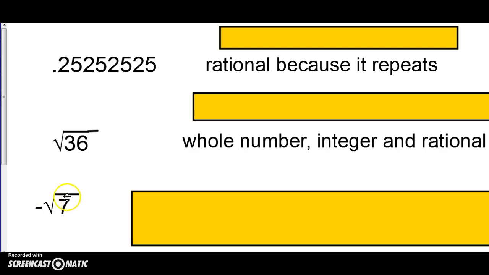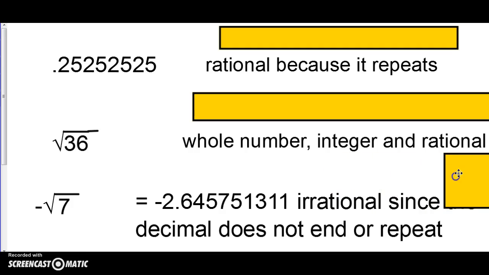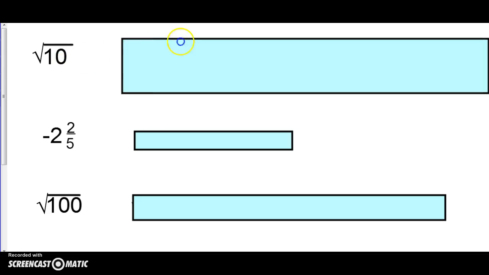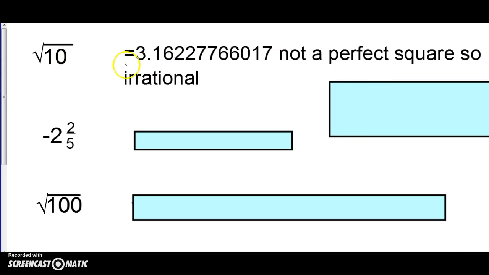Here we go. This is our first example of one that is not a perfect square. And so because it's not a perfect square, you know right away it's irrational. And if you figured it out on the calculator, you would see that the decimal does not end and it doesn't repeat. So it's irrational. Again, you see this example right away is not a perfect square, so again, it's a decimal that doesn't end and doesn't repeat.